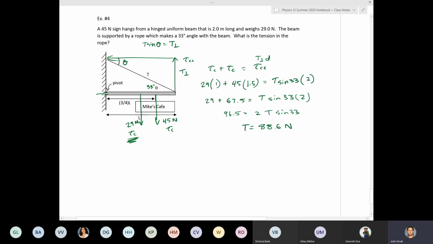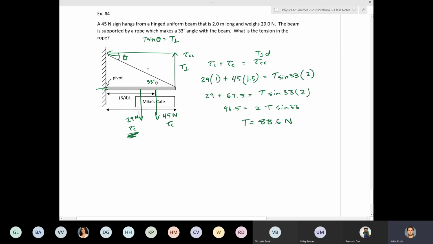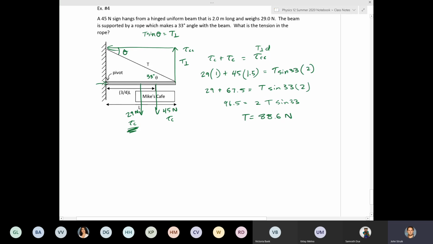Okay, same thing we've been doing all along, so it's not that difficult. The next thing I would ask on a question like this is, what is the force at the pivot? There's probably an X force and a Y force acting at the pivot. And so let's answer force at hinge.